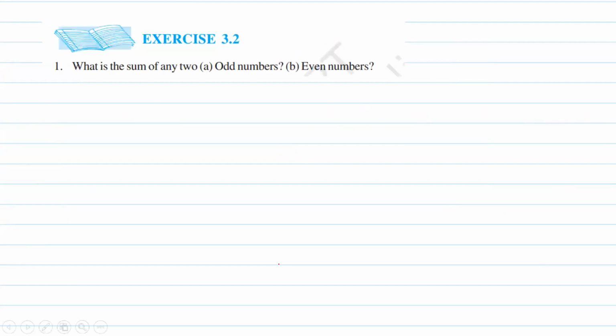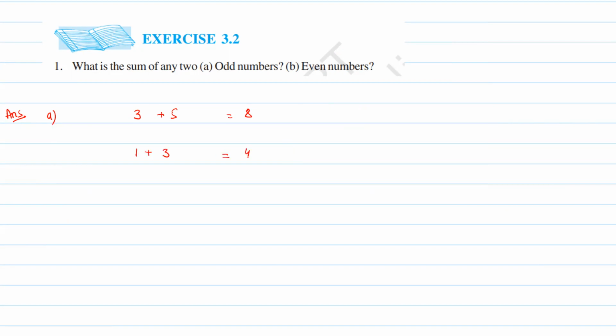Okay. Then exercise 3.2, answer 1. What is the sum of any two odd numbers? It is asking what will be the sum of any two odd numbers. So you have to answer that. Suppose I have two odd numbers like 3 plus 5. What will be the answer?